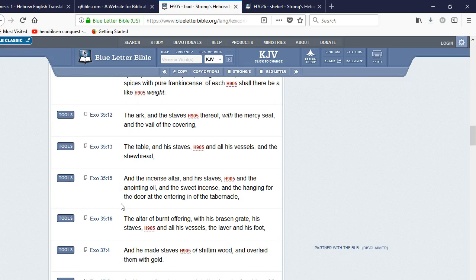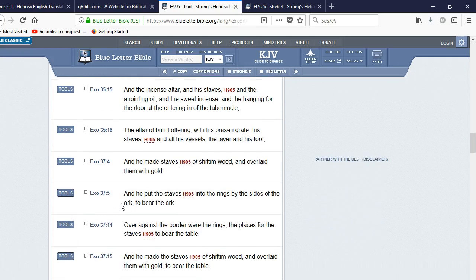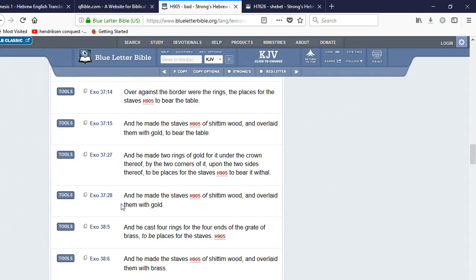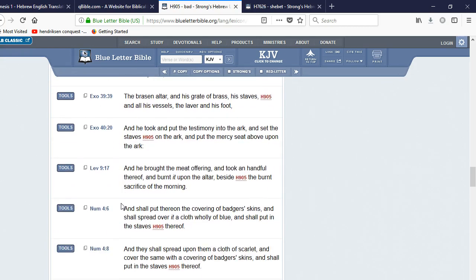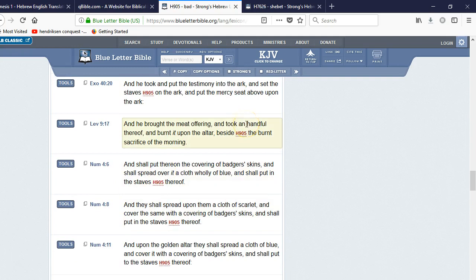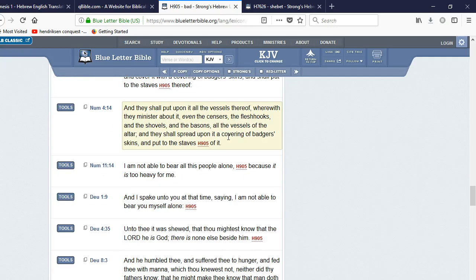Now for the next few occurrences, we got stave. Oh, and then we get to Leviticus 9:17: "besides." Staves. Oh, Deuteronomy 1:9: "And I spake unto you at the time, saying, I am not able to bear you myself alone." Alone. Okay.